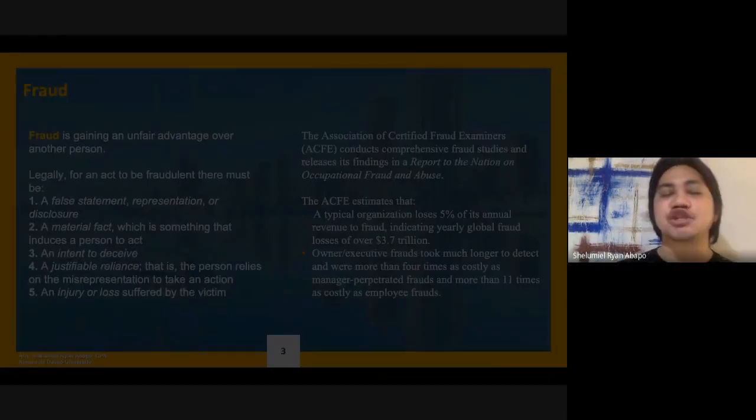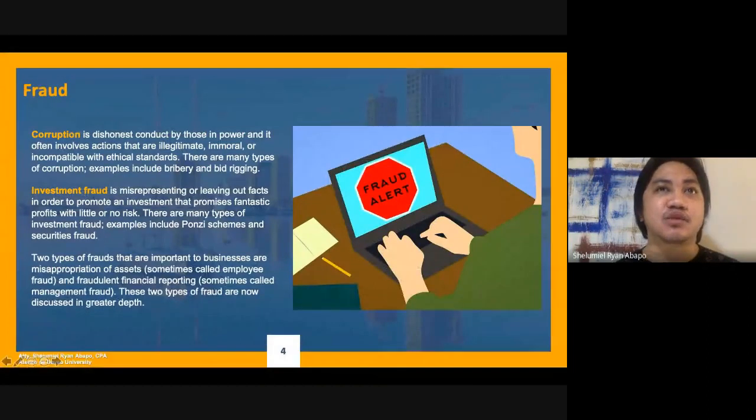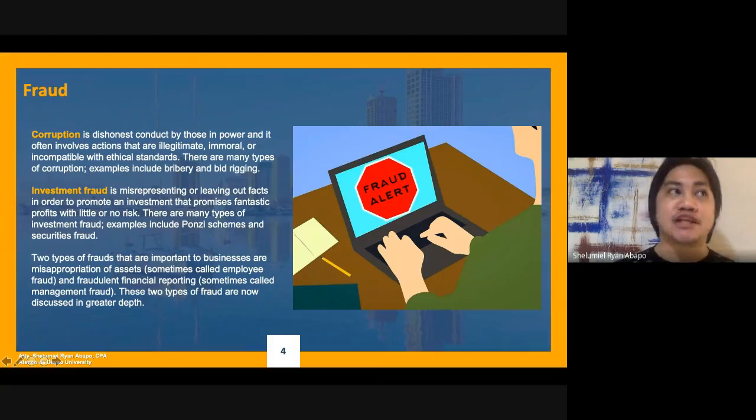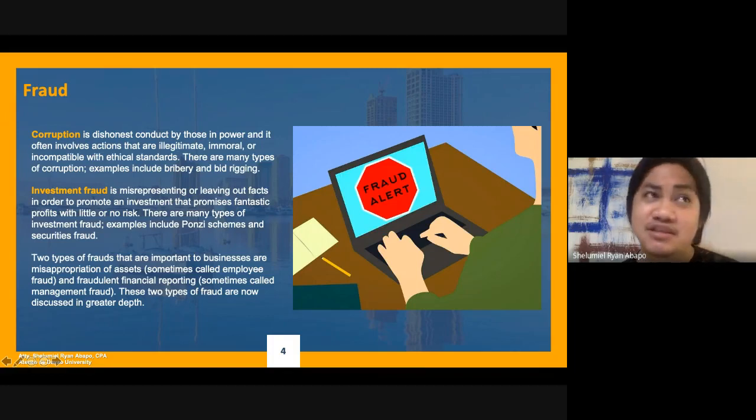Now, in our discussion of fraud, you will also encounter several terms that we have to discuss in order to comprehensively cover this chapter. One common term that you will encounter is corruption. Corruption is quite common, especially in the Philippines and in the developing world, where many government officers and officials are continuously implicated in corruption allegations or scandals. So you always hear about this term in the news. So what is corruption? Corruption is dishonest conduct by those in power, and it often involves actions that are illegitimate, immoral, or incompatible with ethical standards.